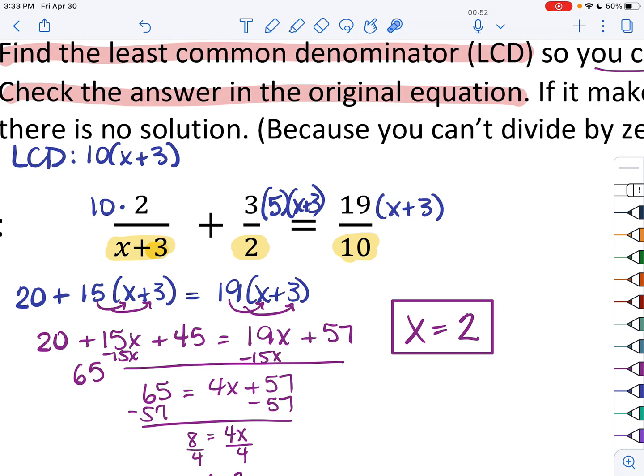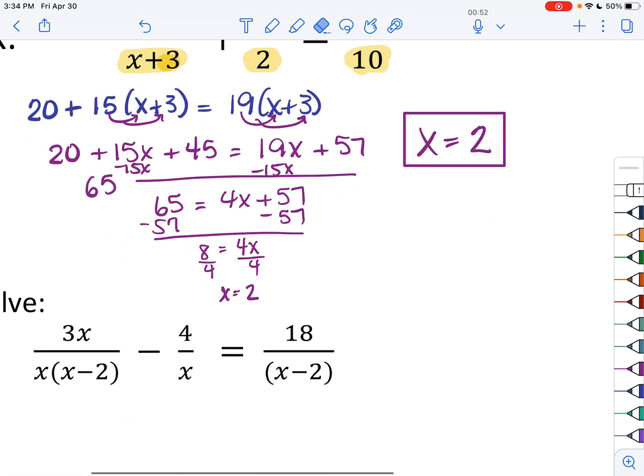The only one that has an x is this guy right here. And if I put 2 in for x, 2 plus 3 is 5. The only thing we're looking for is if that makes it a 0. And it's not. The only number here that could make that a 0 would be -3. So our 2 is just fine. All right. Let's look at our next one.